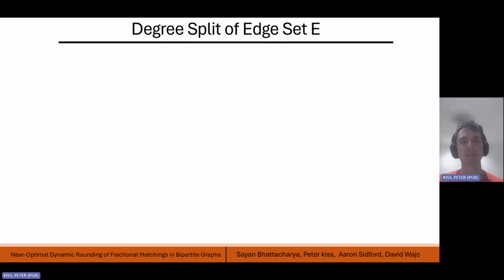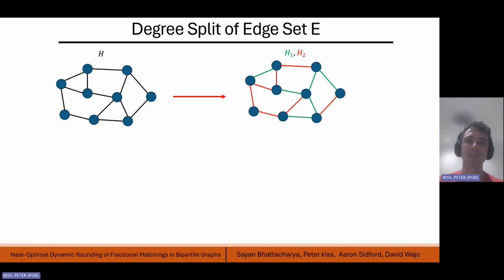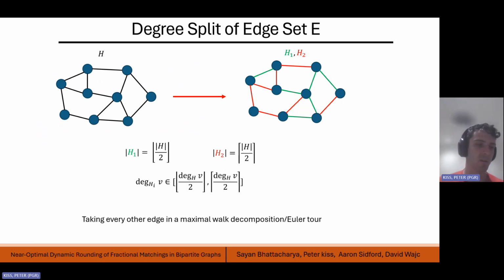Let's briefly talk about what this degree split step does. For this, we don't claim novelty. This has been used previously in the literature. Given some set of edges H, we want to decompose this set H into H1 and H2, such that H1 and H2 are almost exactly the same in size up to rounding. But not only that, from every vertex's perspective, they are the same. That is, every vertex's degree is roughly the same in these two sets up to rounding. And this can be done in linear time using methods from the literature by taking every other edge in a maximal walk decomposition.